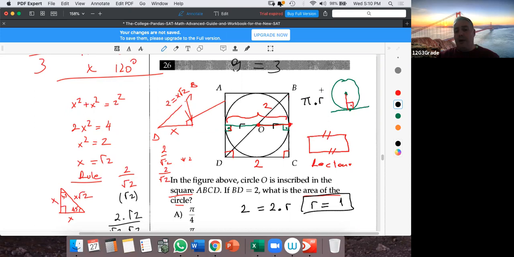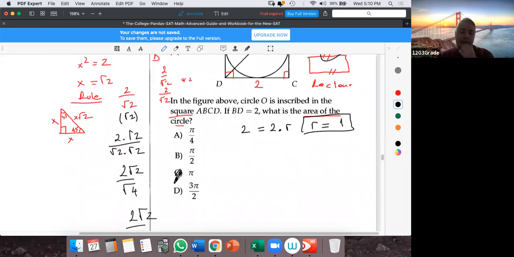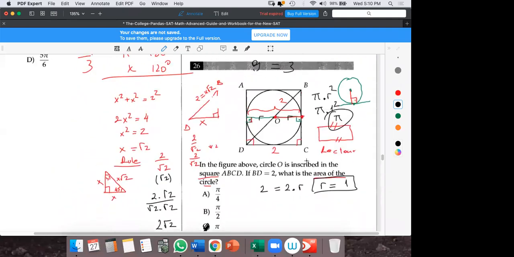The question was to find the area of the circle. Area of circle is pi times r squared. So pi times 1 squared. So it is pi. Let's check, do we have it? Yes, we have.